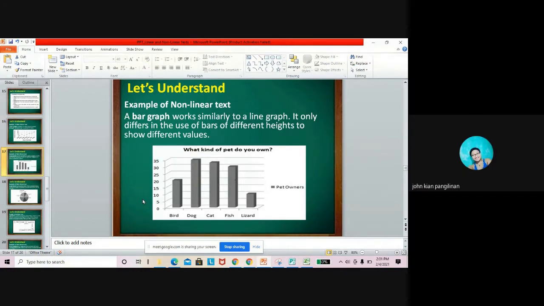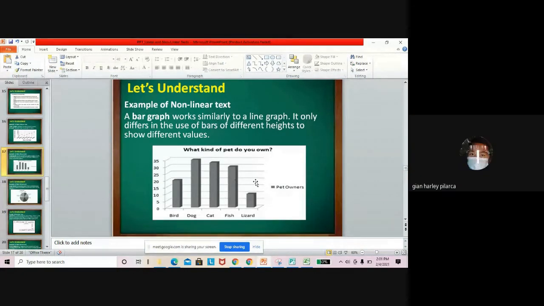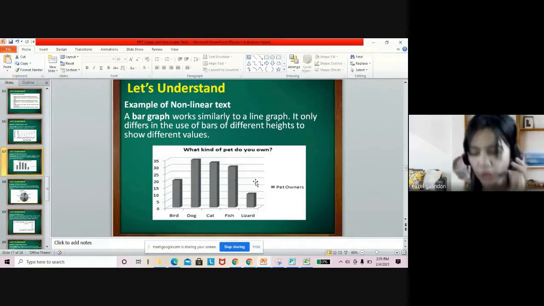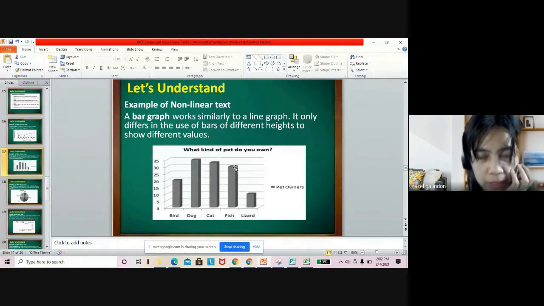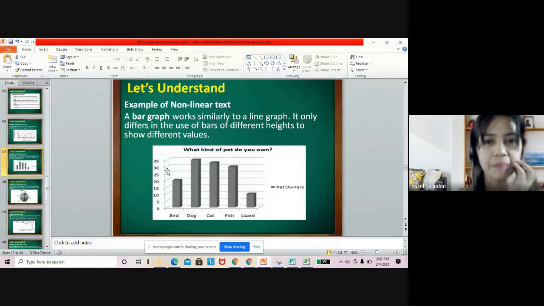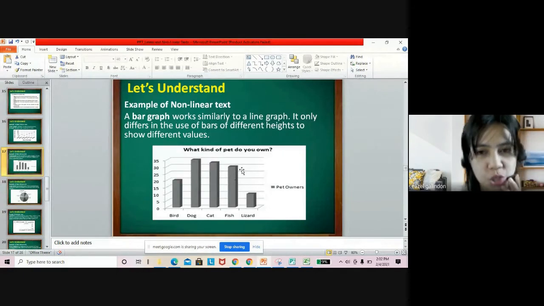30? 29. Okay, 29 is the correct answer. Look at the bar graph here. The top part of the bar is not exactly aligned on number 30. So there is still a little space before 30. So we can say that there are 29 people who love to have fish as their pet. It is not exactly touching 30, so 29 is the correct answer.